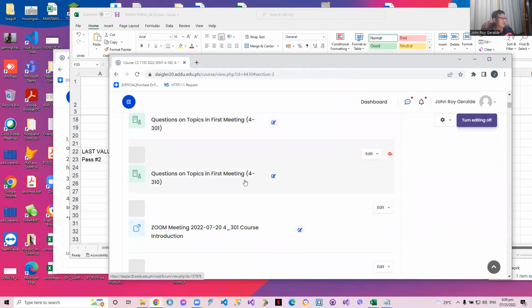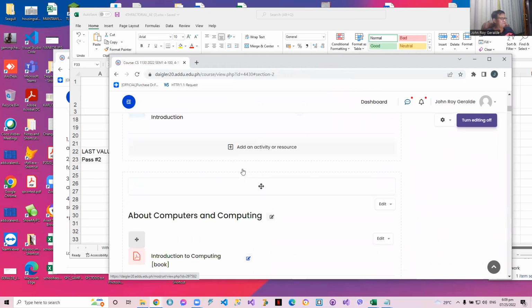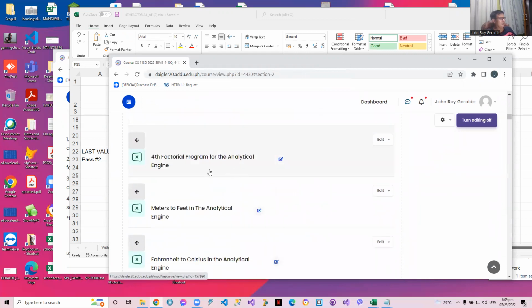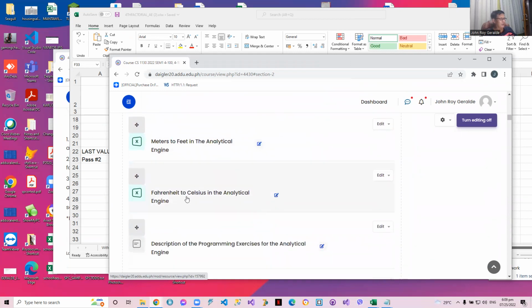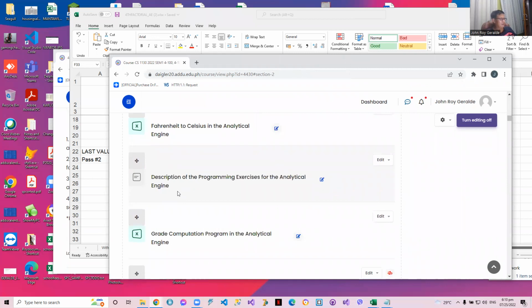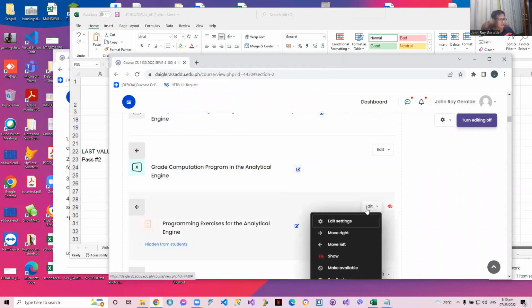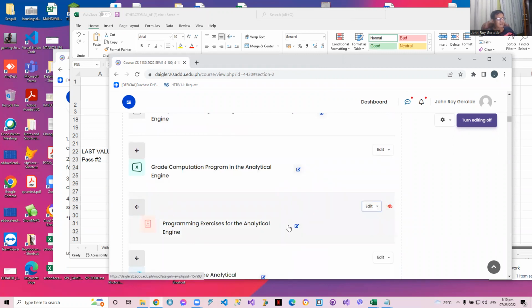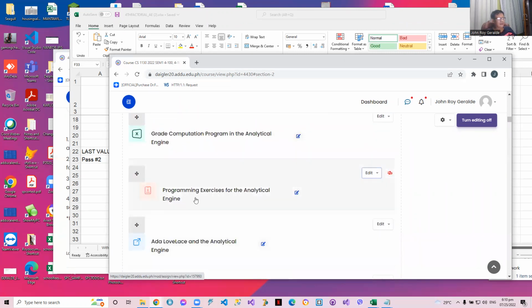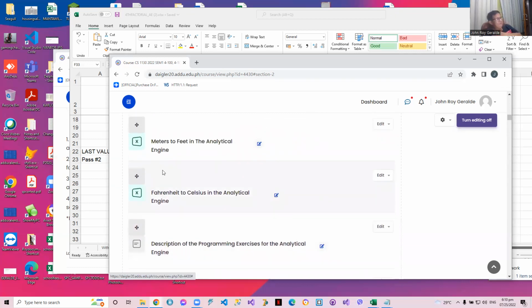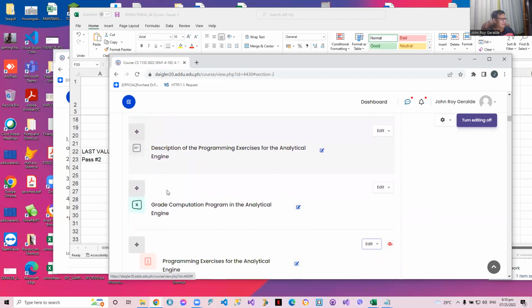You can study in advance the examples: the fourth factorial, the meters to feet, the Fahrenheit to Celsius. And then you submit this. Do you follow? You submit this on Monday. We'll discuss this next meeting, okay? How to compute meters to feet, Fahrenheit to Celsius, okay? Grade computation, no?